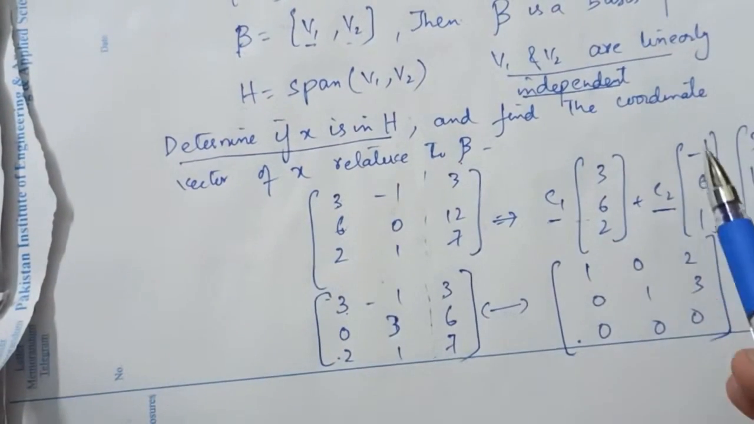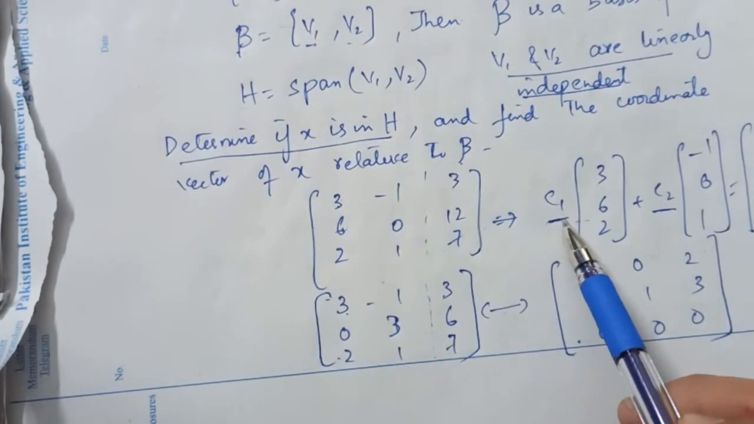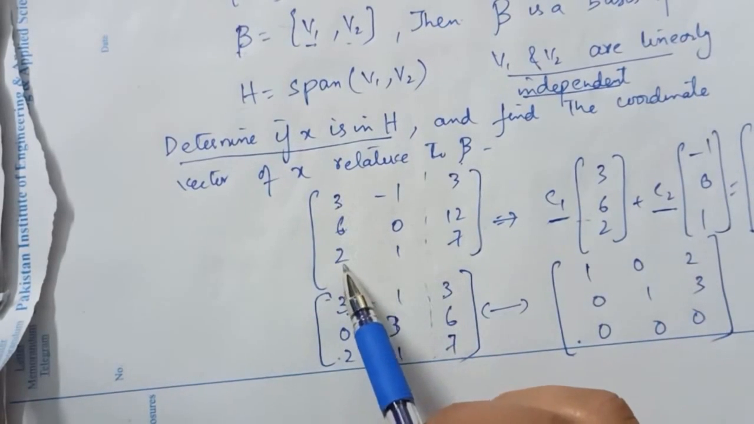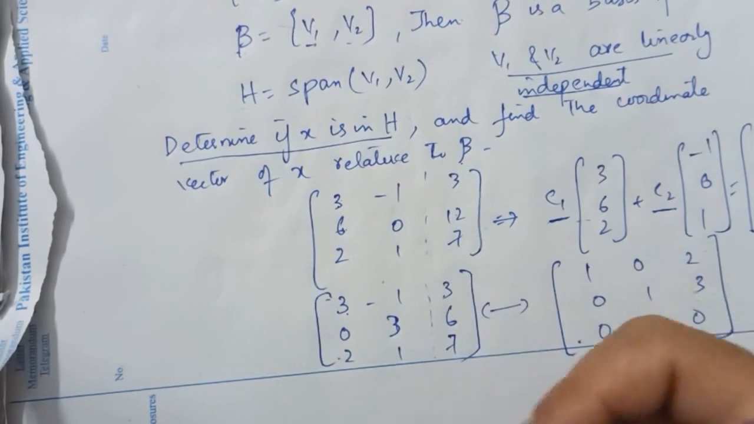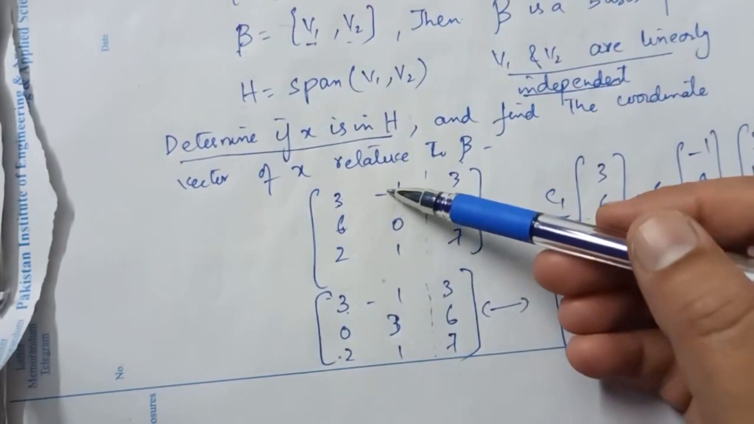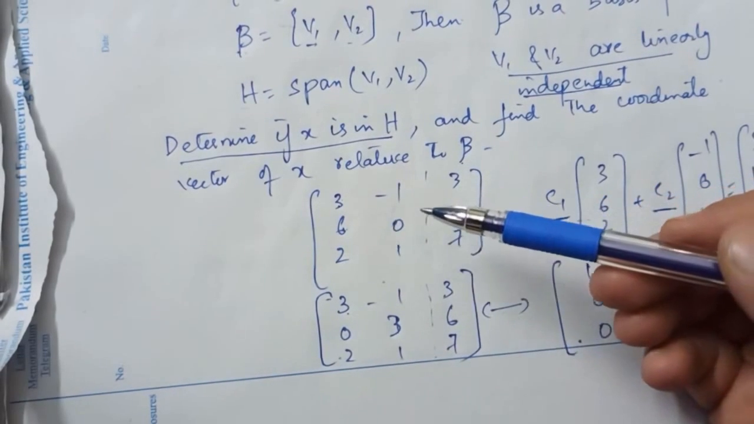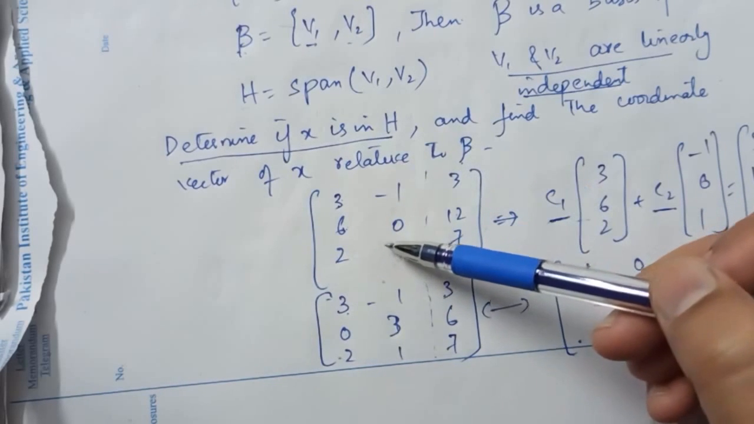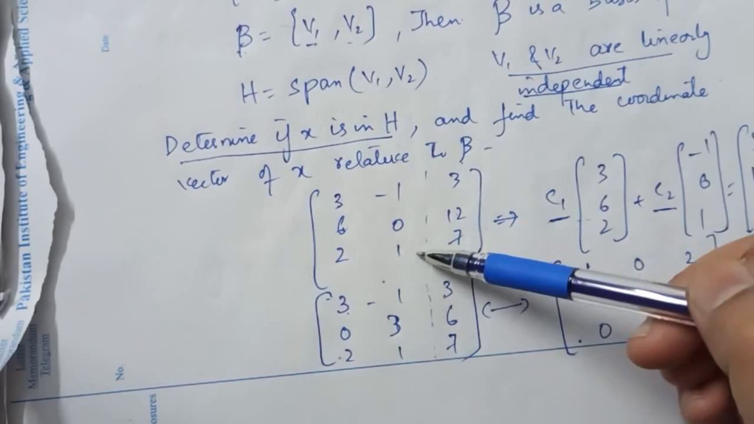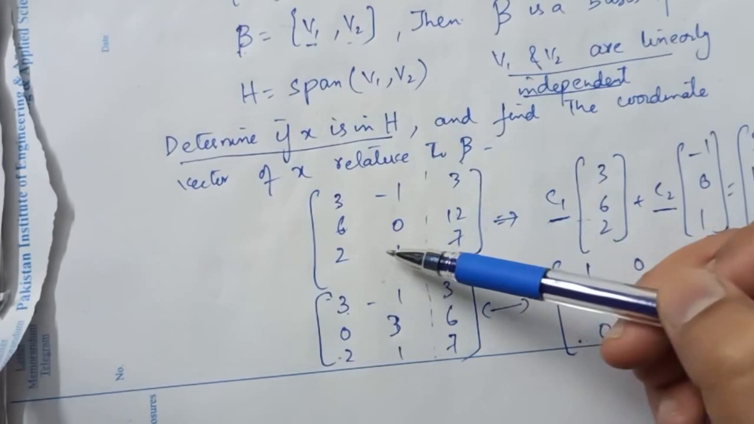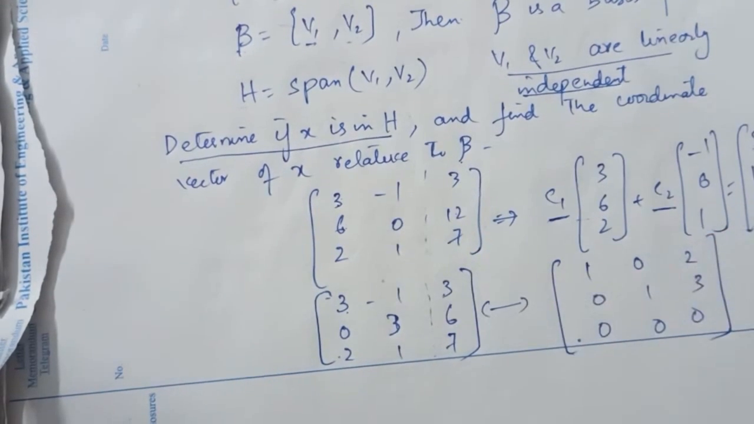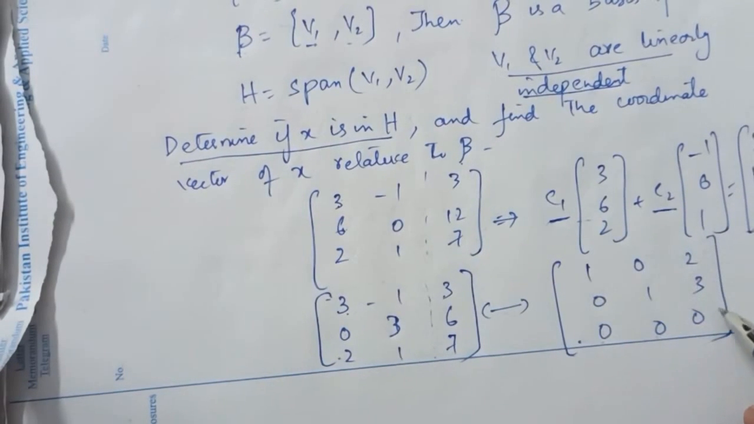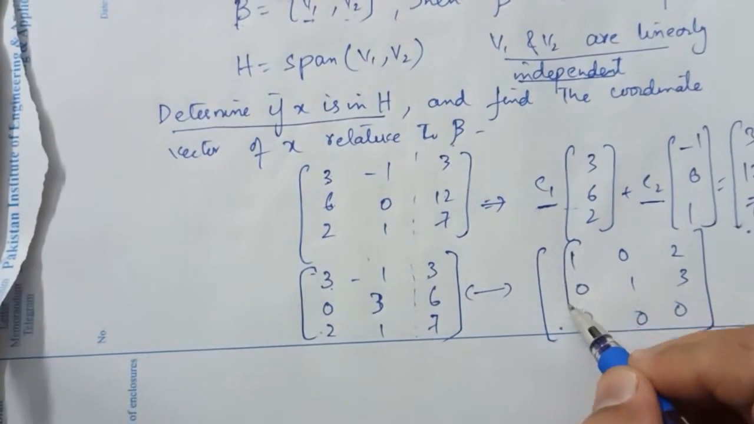Okay, so to do that, we know from our previous discussions we can write this as an augmented matrix, which is 3, 6, 2, minus 1, 0, 1, 3, 12 and 7. So what you do is multiply the first row by 2 and subtract it from the second row. And then you simply swap the first and the third row, and then do some multiplication on the third row. So you will get this form, which is 1, 0, 0, 0, 1, 0 and 2, 3, 0.